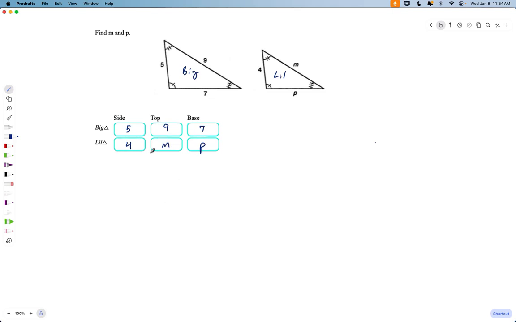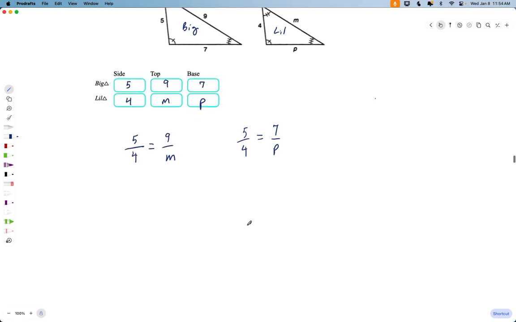So all we need to do is look at this in regards to the way it is set up. We need to have a fraction that has both numbers, and set that equal to a fraction that has a variable. So 9 over m, and we're going to use the same fraction, 5 over 4, equal to 7 over p.